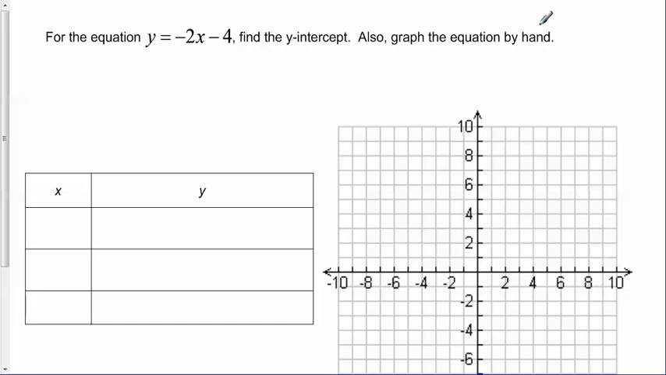For the equation y equals negative 2x minus 4, find the y-intercept. Also, graph the equation by hand. So we're going to take our y equals negative 2x minus 4.